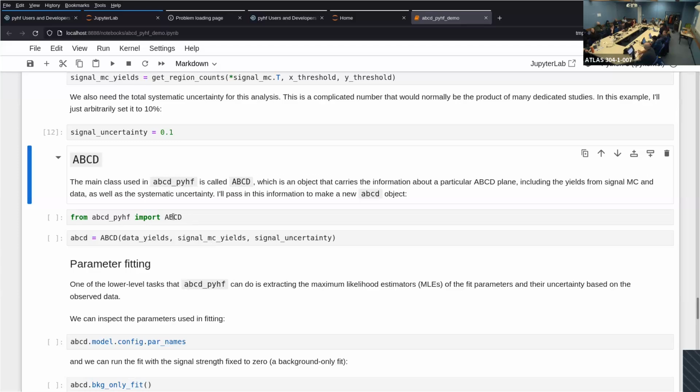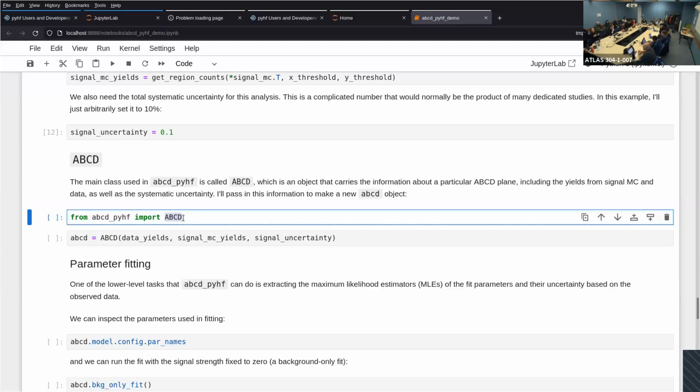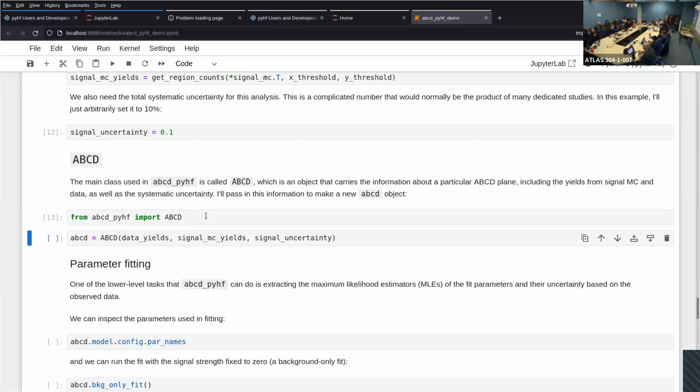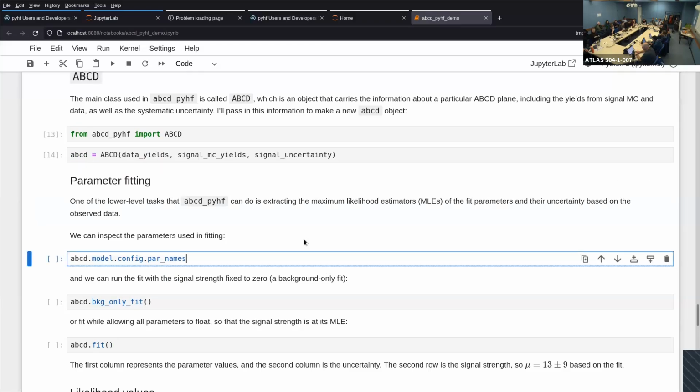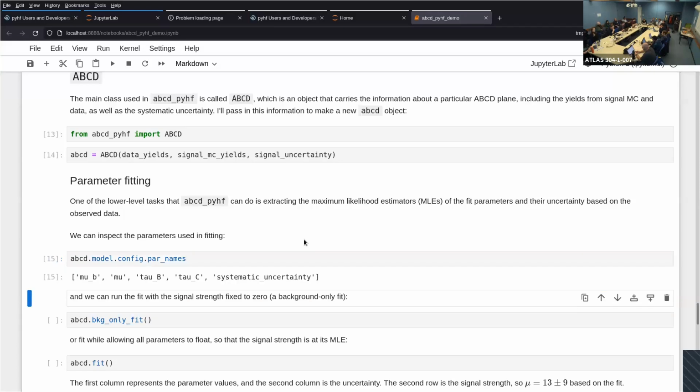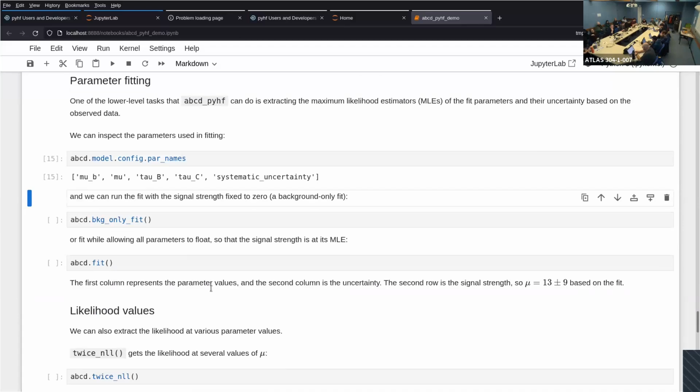So this package uses this class that's just ABCD. When you create one of these objects, you just give it the data and Monte Carlo yields, the systematic uncertainties, and then you can perform basically all of the standard operations that you can do with pyhf, just using this object that's keeping track of the things that are relevant to the ABCD method. So you can see the parameter names, these nuisance parameters, and the mu, the signal strength.